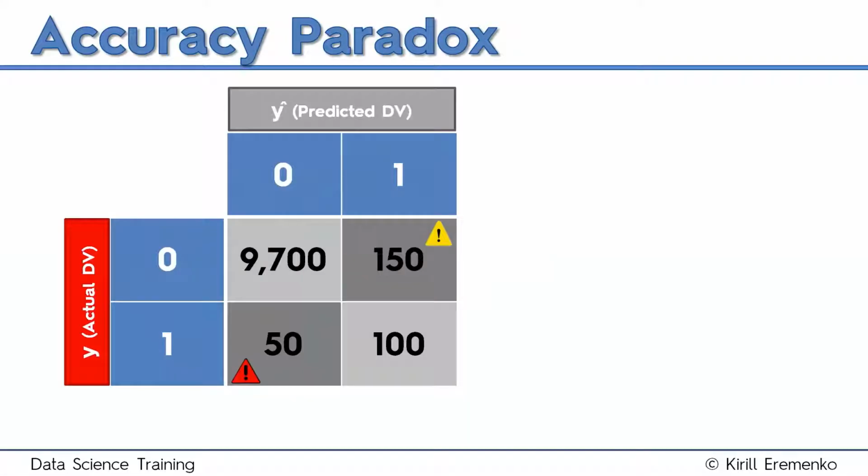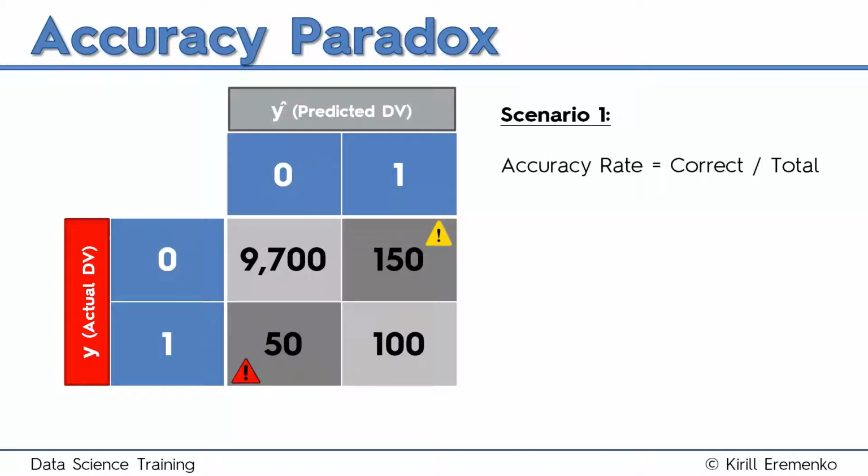Here I've got a confusion matrix, and this confusion matrix has 10,000 records in it, and it represents scenario number 1, which we'll be looking at. As you can see, this model has made 150 type 1 errors and 50 type 2 errors, but overall it predicted quite a lot correctly. Now let's calculate the accuracy rate in this scenario.